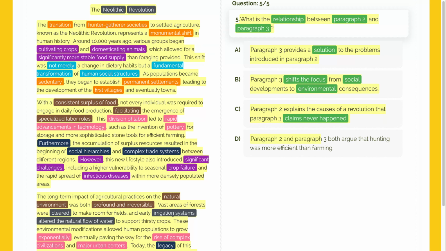Paragraph 2 and paragraph 3 both argue that hunting was more efficient than farming. This option suggests that hunting was more efficient than farming. However, paragraph 1 said farming allowed for a significantly more stable food supply. While the author mentions challenges, the overall tone shows that farming allowed for civilizations to grow. Neither paragraph argues for a return to hunting. This option is incorrect. Here, the correct option is B, which shows that once we understand the main idea of the text, identifying the correct answer becomes much more straightforward.